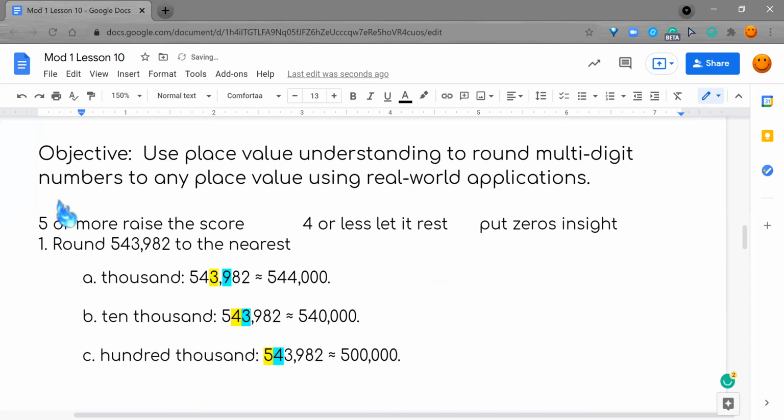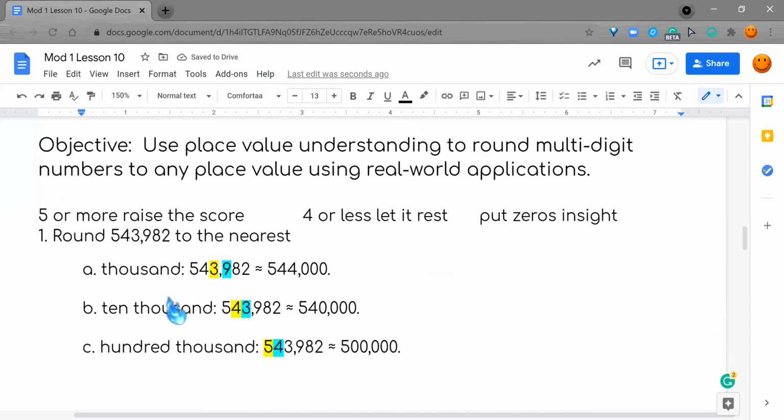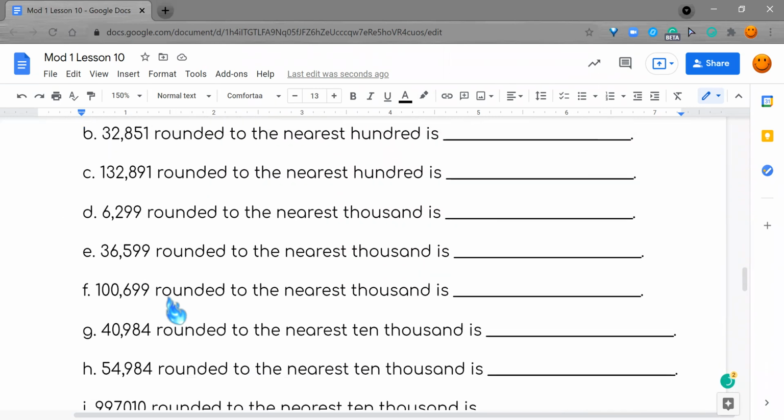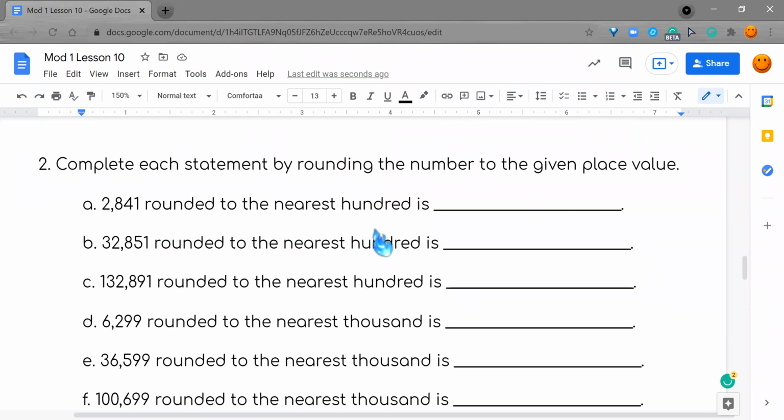And this is how we're doing rounding here. There are a few more that you can round. Make sure you're paying attention to what the words are saying.